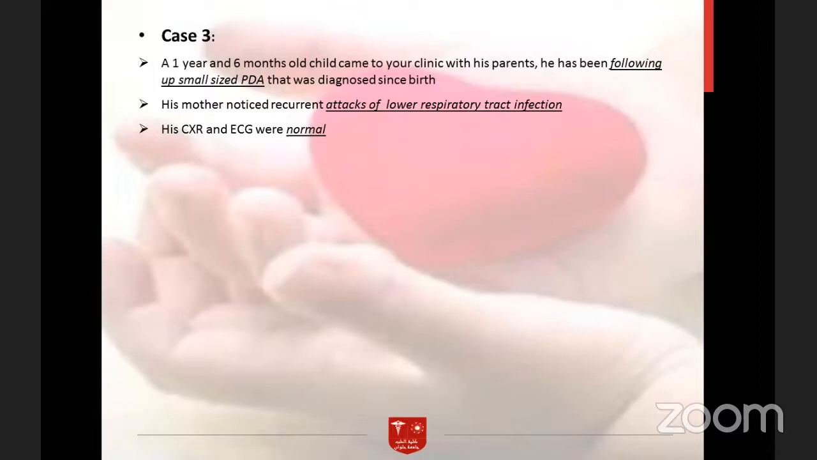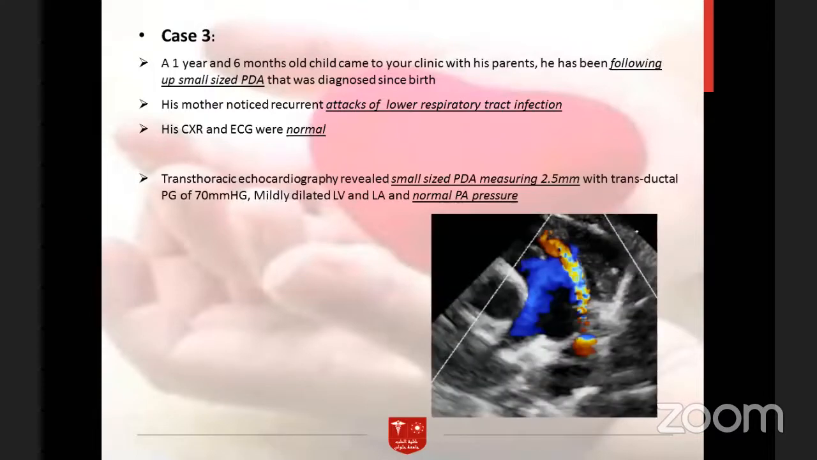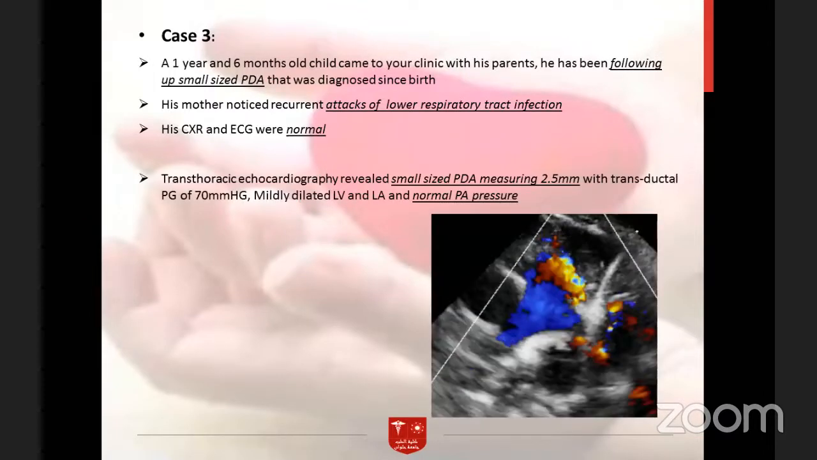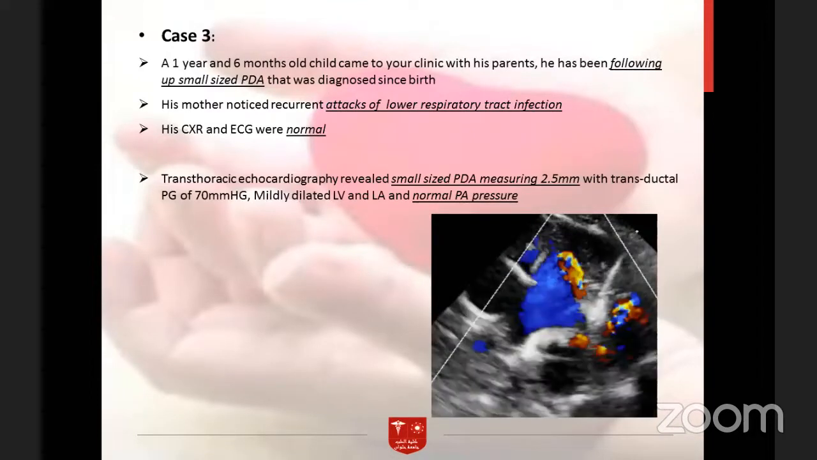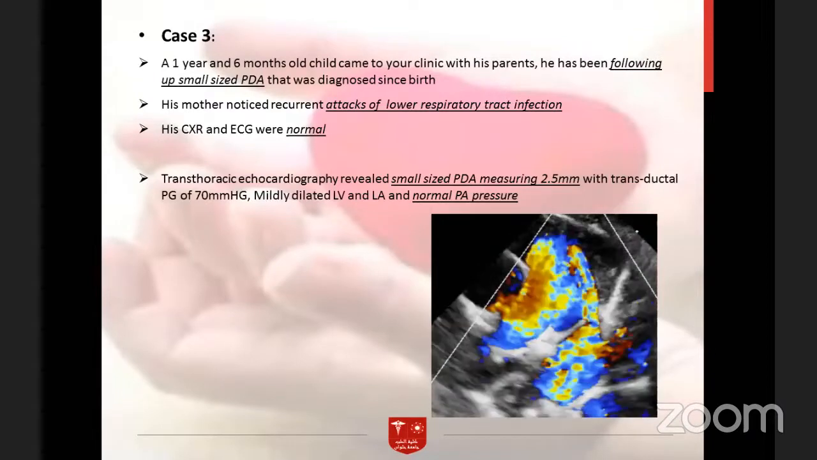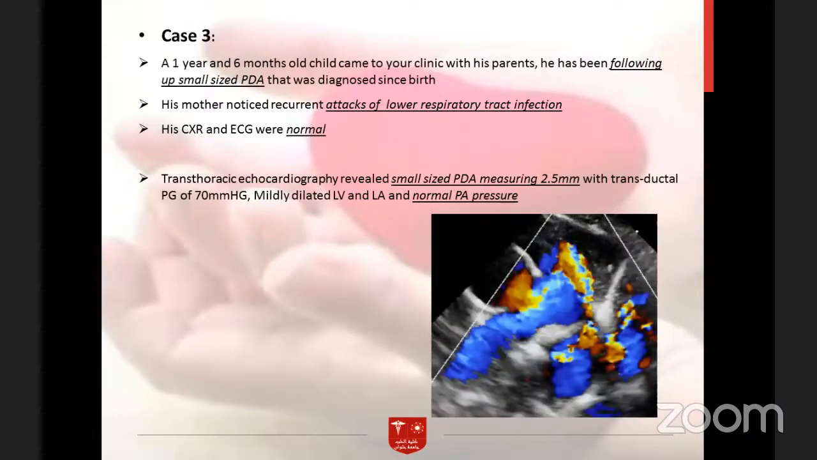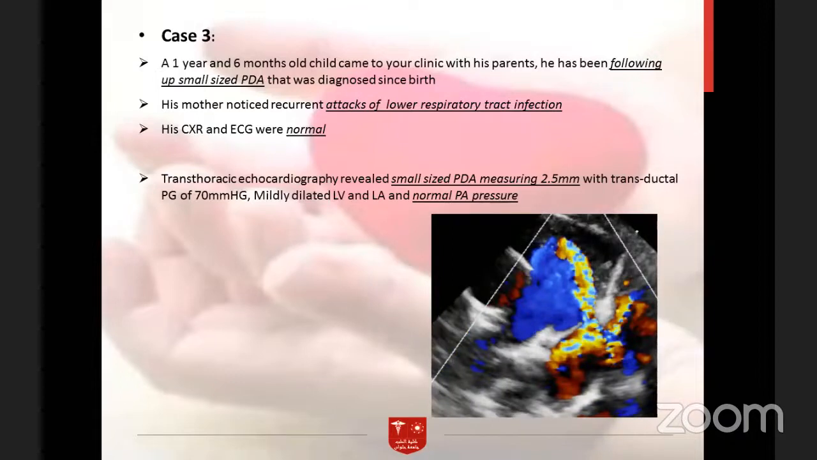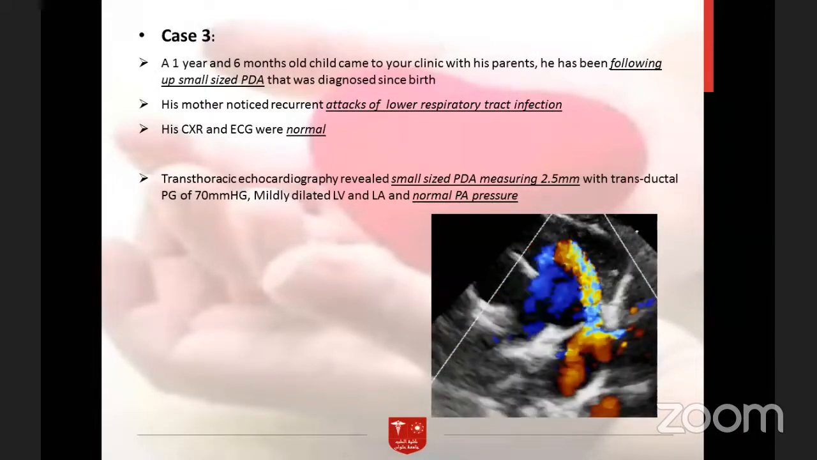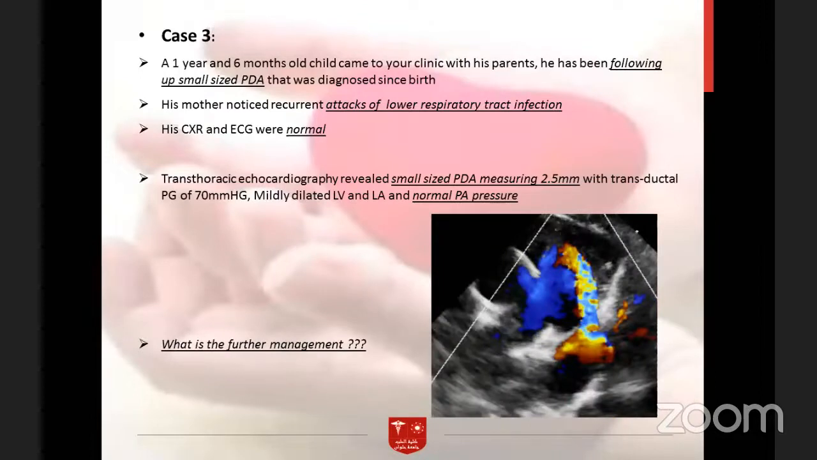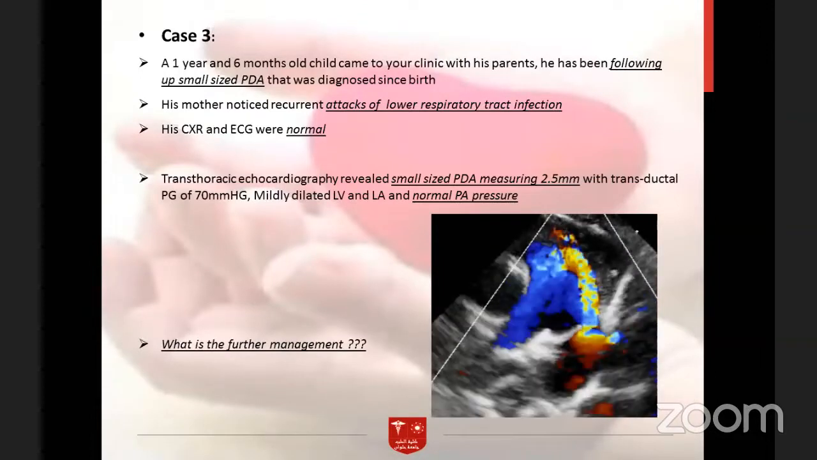The transthoracic echocardiography revealed a small size PDA measuring 2.5 millimeter with a pressure gradient across of 70 millimeter mercury. The LV and LA were mildly dilated, and he has normal pulmonary artery pressure. So, Dr. Mahmoud Shaheta, what would be the further management for this case?